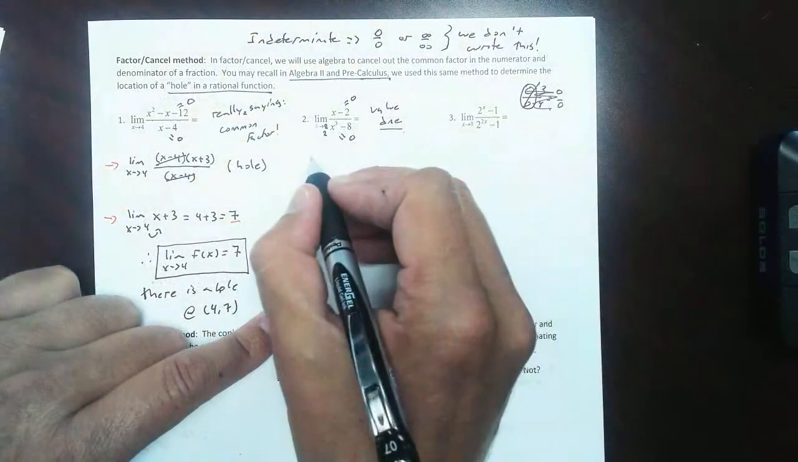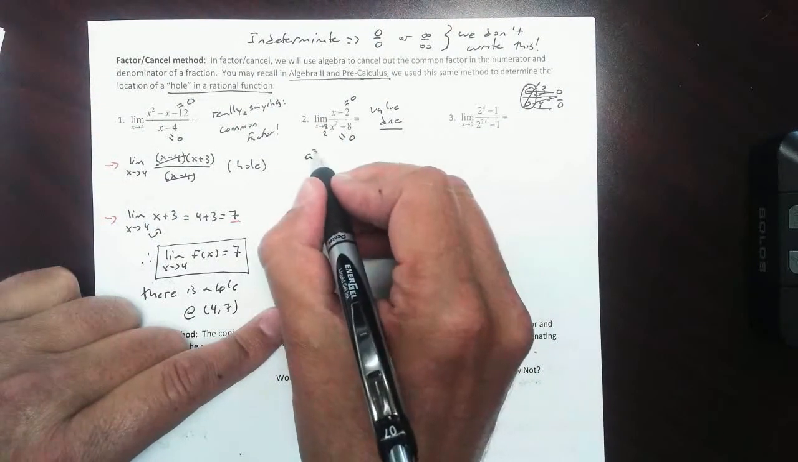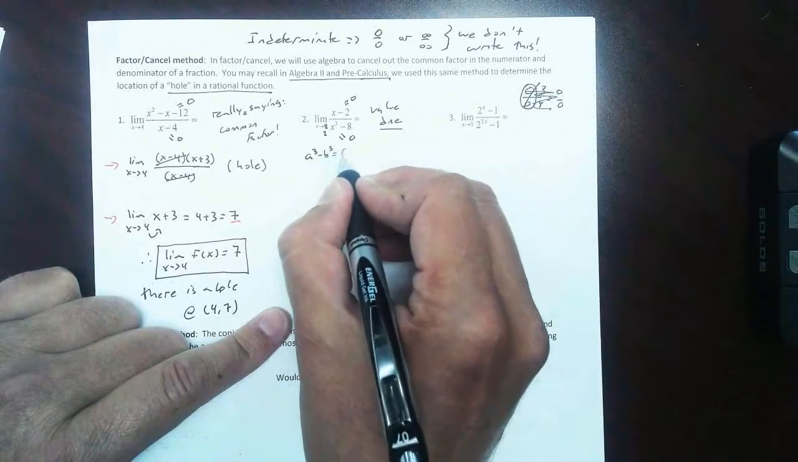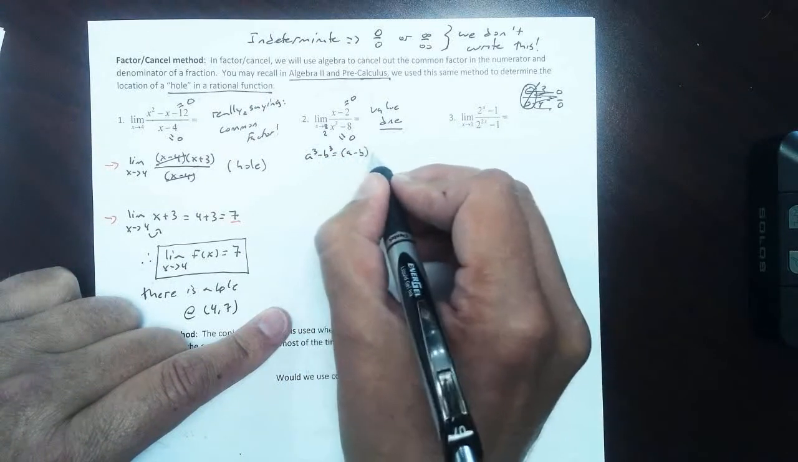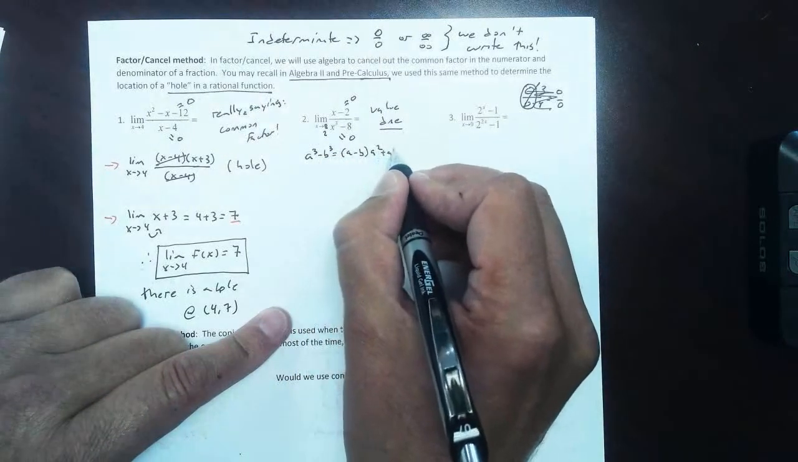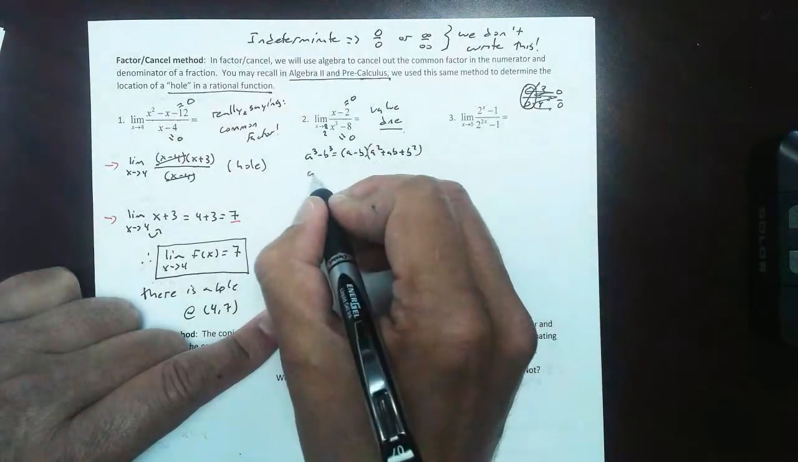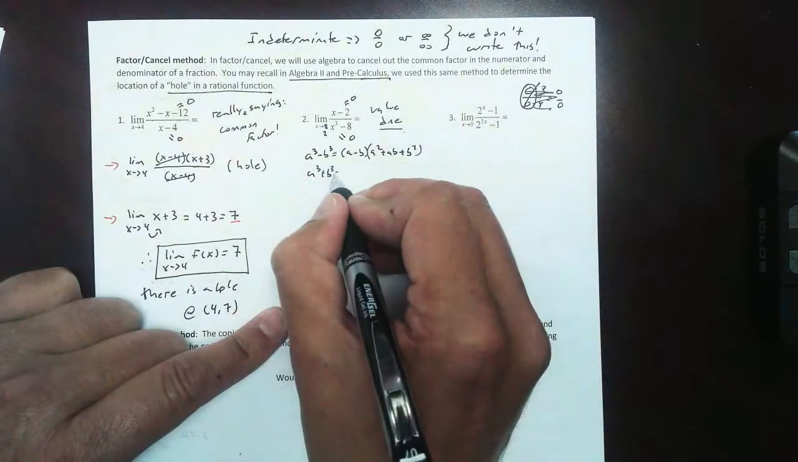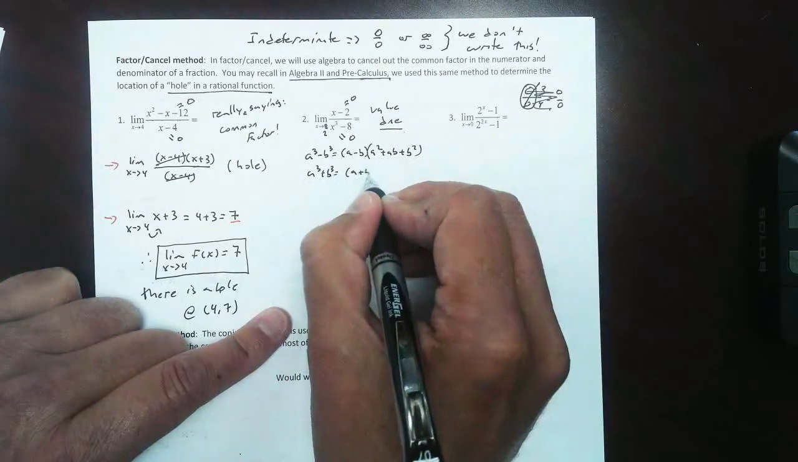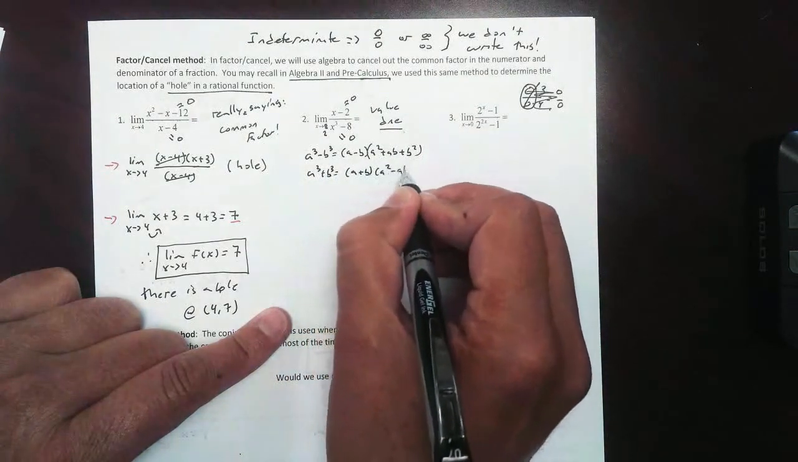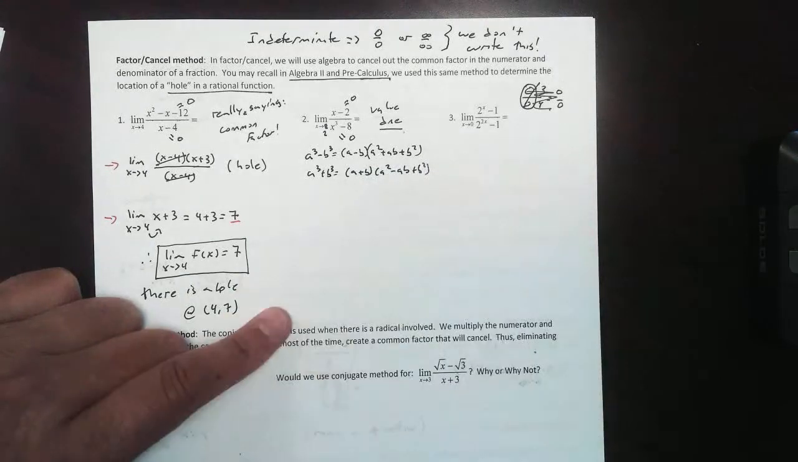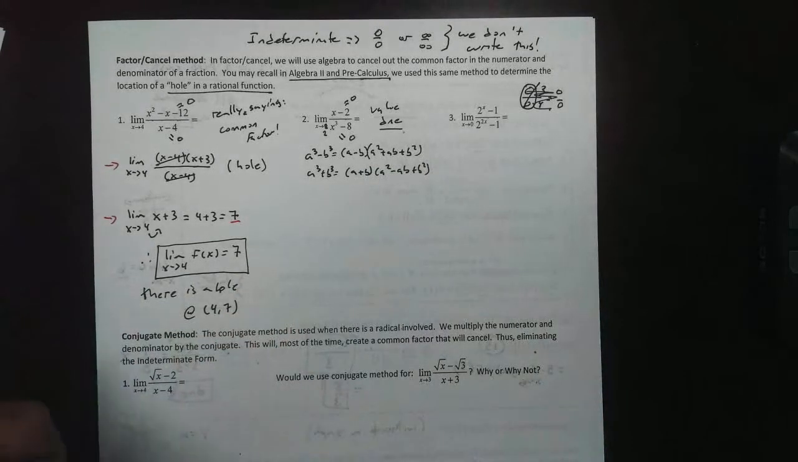That is a difference of cubes. So let's review that. If I have a cubed minus b cubed, that's just going to be a minus b, a squared plus ab plus b squared. And if I have a cubed plus b cubed, that's a plus b, a squared minus ab plus b squared. Your difference and sum of cubes, in case you forgot those.